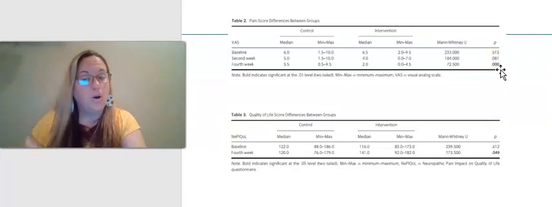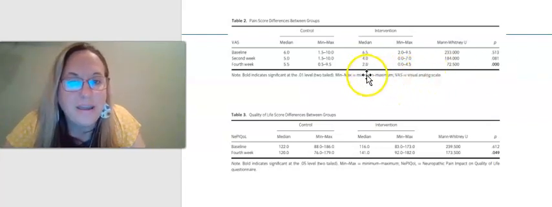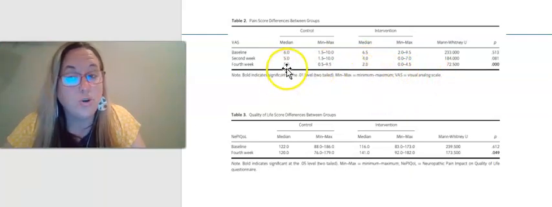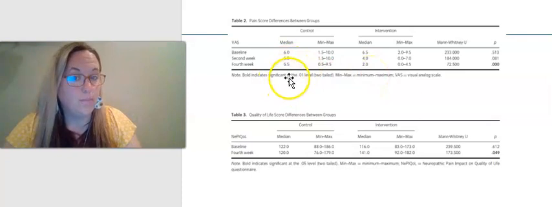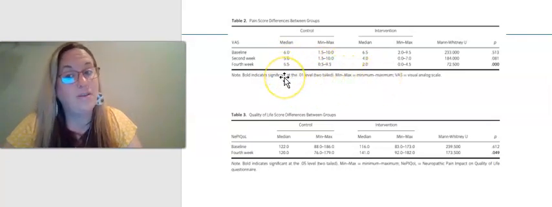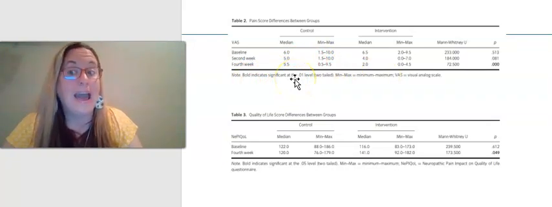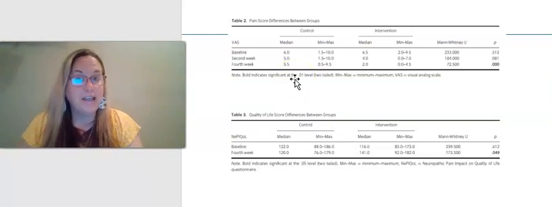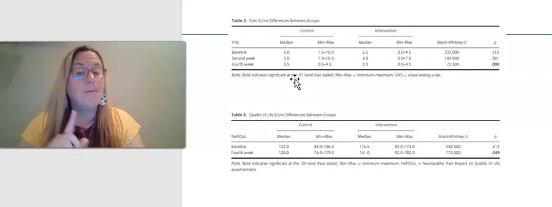Without looking at the whole rest of the article, it's kind of difficult. But what this tells me is that I can look at the median of the intervention group and the median of the control group, and the intervention group that got whatever intervention this was has a lower pain level than the control group does, 2.0 versus 5.5. And what this is telling me is that's not just because of chance. That's actually a difference. That means I can interpret this as my hypothesis that the intervention caused decreases in pain is supported by this data.